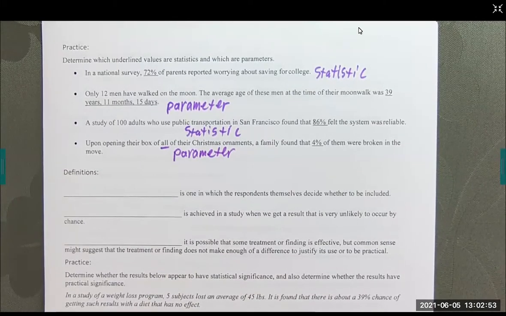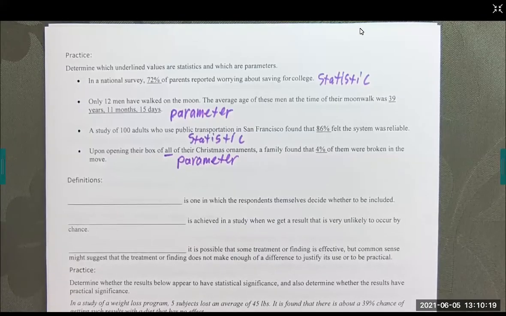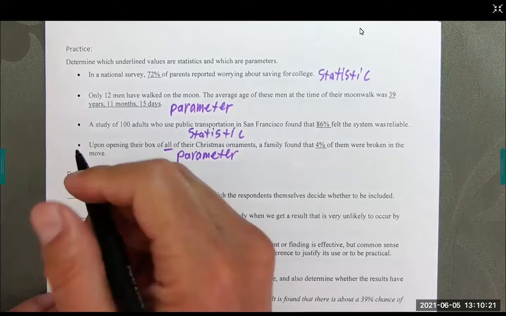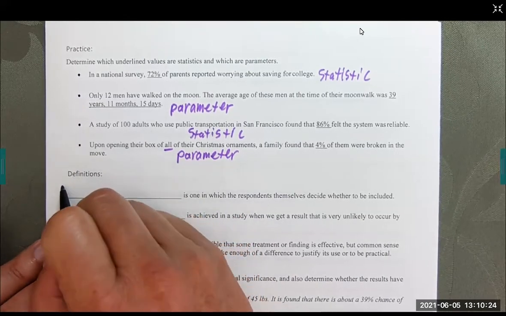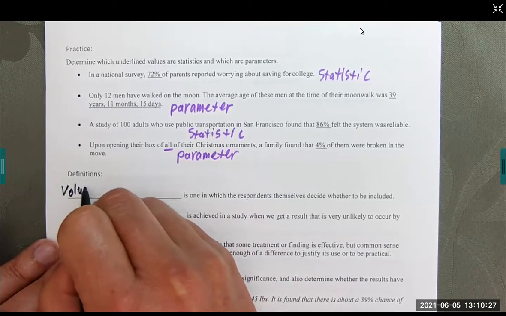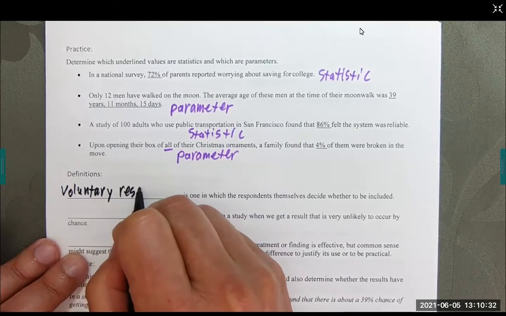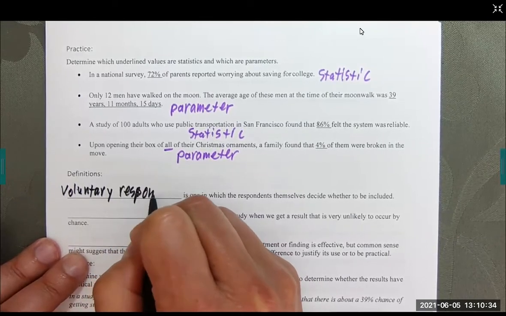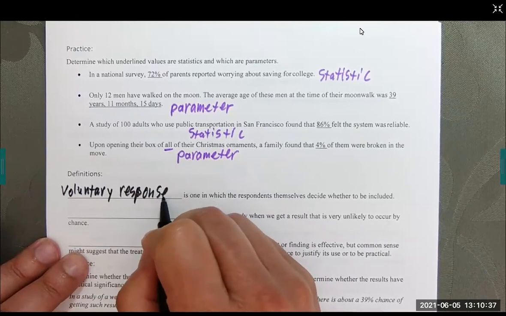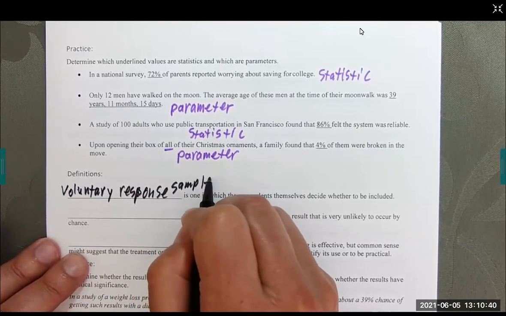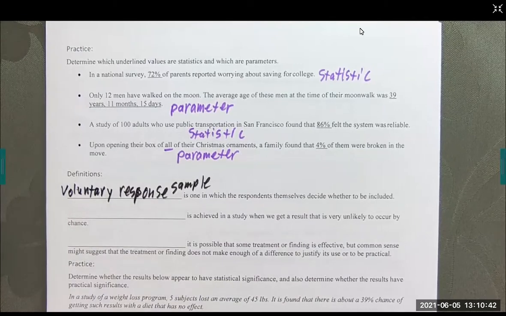All right, a few more definitions here. This is a voluntary response sample. It is one in which the respondents themselves decide whether to be included or not.